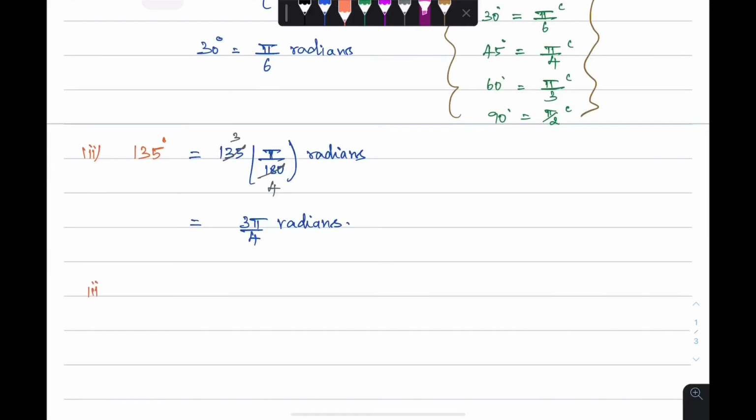So now let's do the third question. It is minus 205 degree, children. So we all know if it is a negative angle, which means you're measuring with respect to clockwise direction. Positive angles are generally measured with anti-clockwise direction. So here minus 205, the same way you can do it, can be converted to radians, like 205 into pi by 180 radians, children. Yes, go ahead.